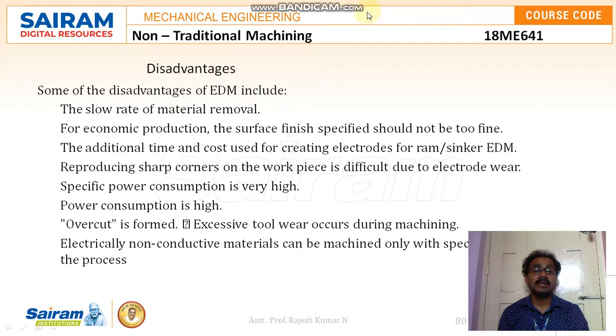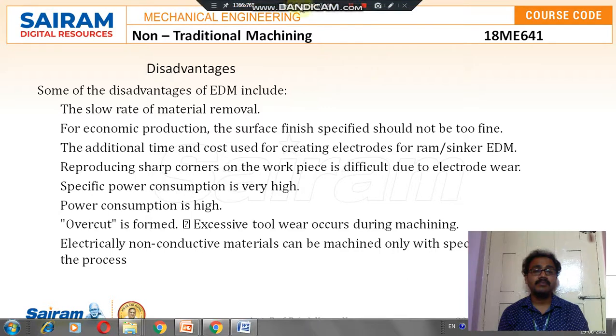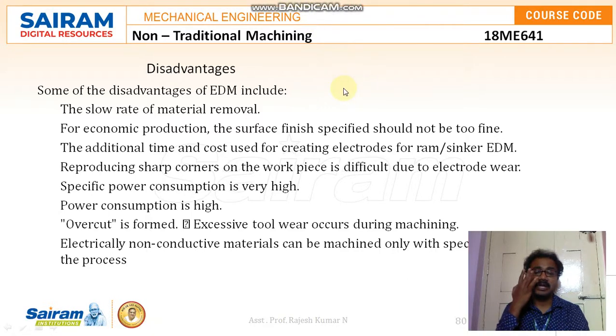And moving to the disadvantages, the major disadvantage would be the slower rate of metal removal, and for economic production the surface finish specified should not be too fine. There is additional time and cost used for creating electrodes for ram sinker electrical discharge machining. Reproducing sharp corners on the workpiece is difficult due to electrode wear, and this may happen if the flushing is not done properly, because continuous flushing should be done, which carries away the debris over the workpiece surface once the spark has hit the workpiece from the electrode.